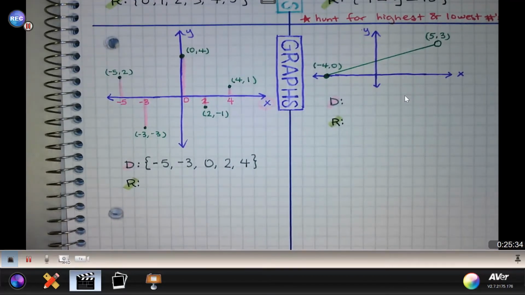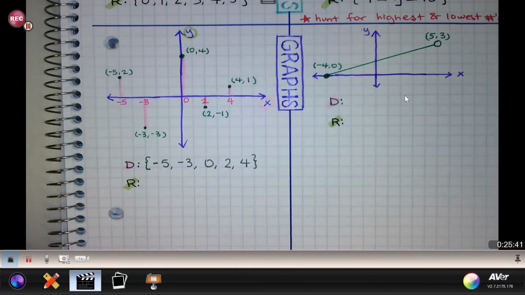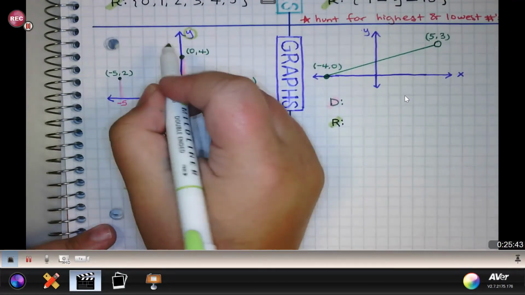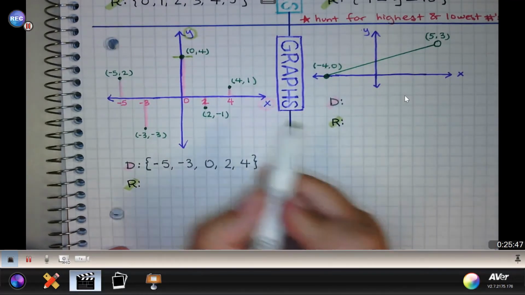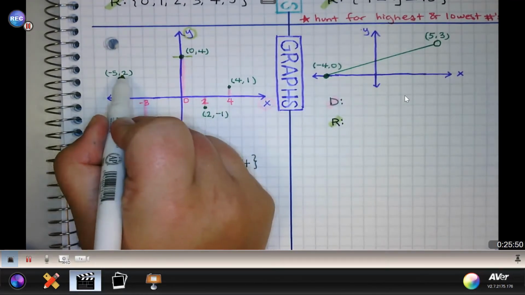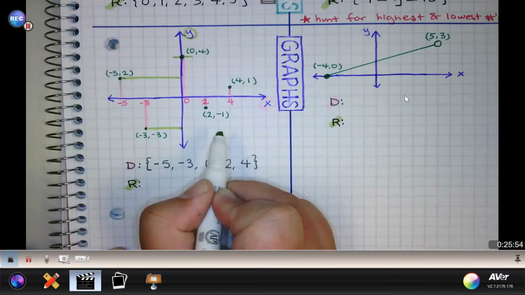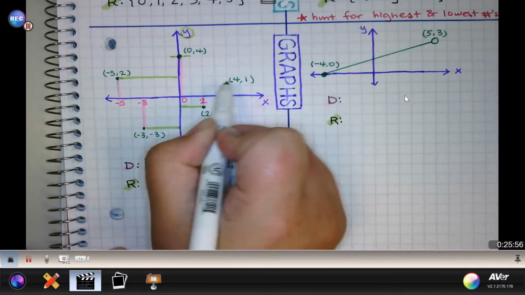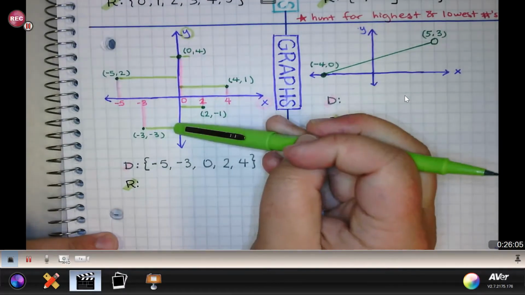Okay, then we can do the same thing for range, but now we focus on the y-axis. Okay, so again, this one is already on the axis, so what I like to do is just draw little marks on either side so I know that there's something there. But then everything else, draw a line to the y-axis. Okay, and again, I'm going to focus on just that axis and where these hit the axis.